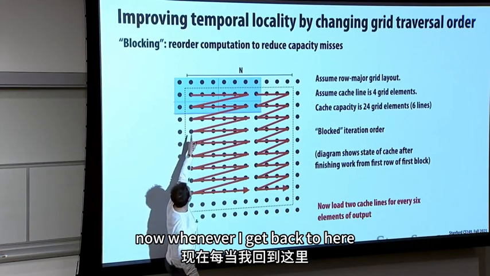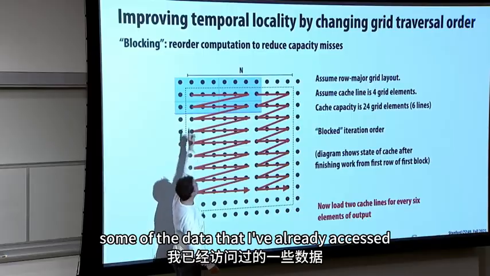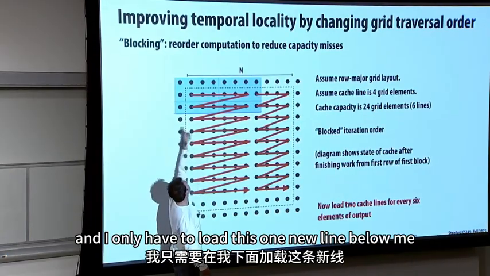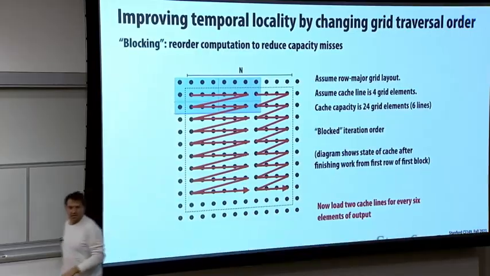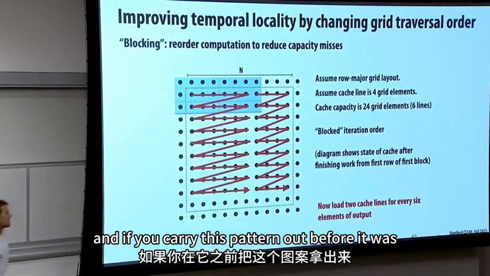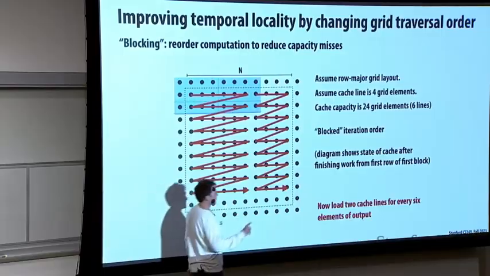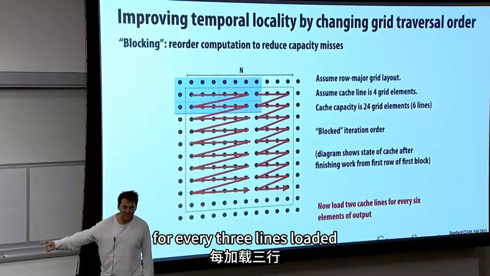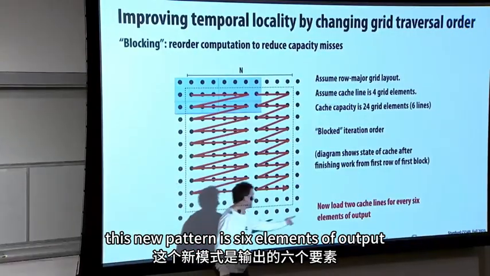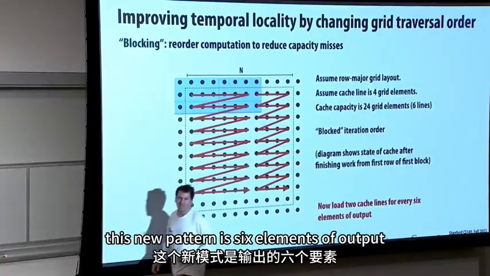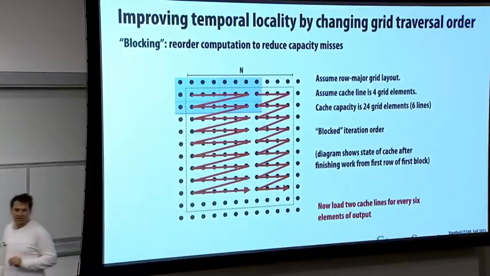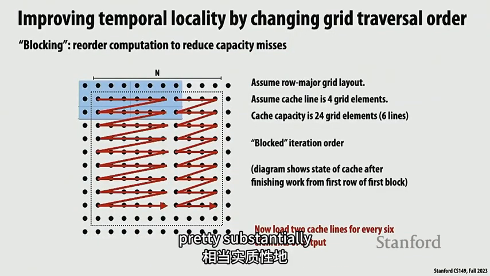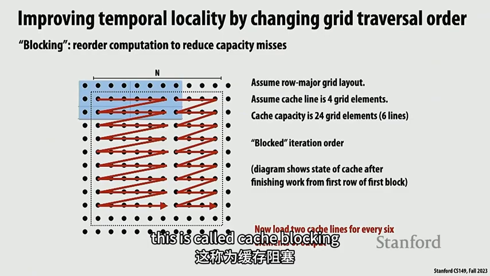Now, whenever I get back to here, some of the data that I've already accessed is still valid and in my cache, and I only have to load this one new line below me. And if you carry this pattern out, before it was 4 pieces of output for every 3 lines loaded, this new pattern is 6 elements of output for every 2 lines loaded. So I've again increased my arithmetic intensity pretty substantially. This is called cache blocking.